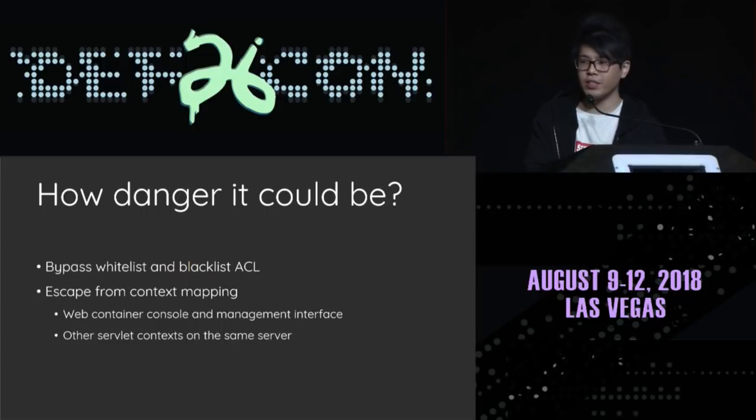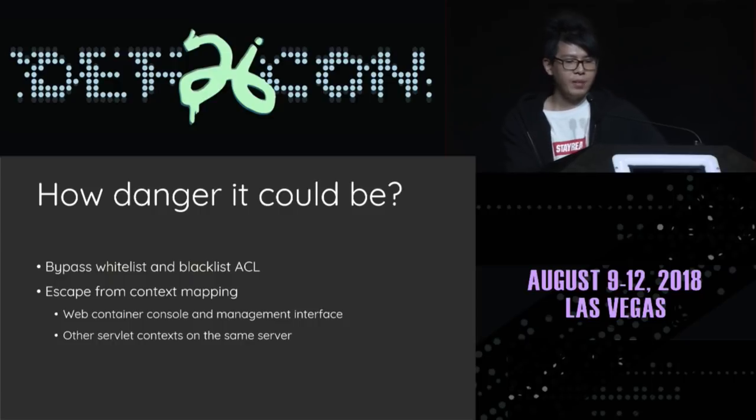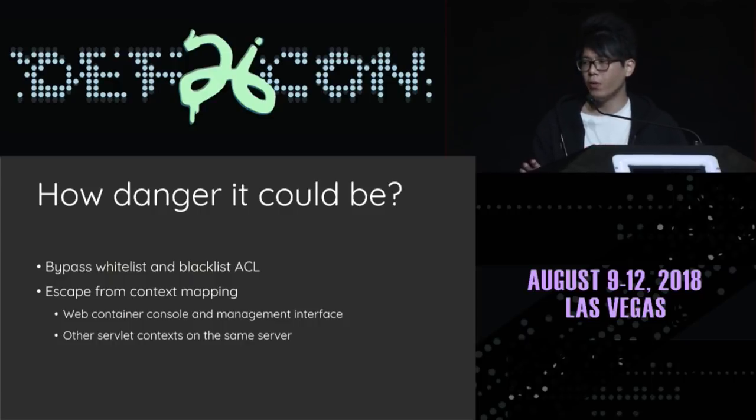So how dangerous could this be? In the reverse proxy, it can bypass the access control list, no matter if it's a blacklist or whitelist. It can also escape from the current context mapping to access the management interface and other contexts on the same server. DevOps always believe that no one can touch their internal service. But today, this is exposed to the outside, and there must be lots of fun for hackers.